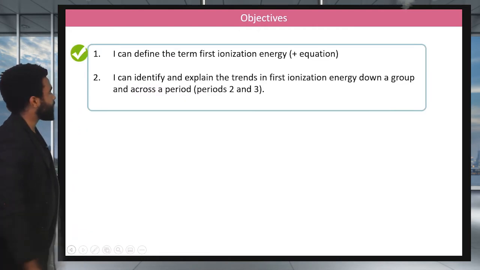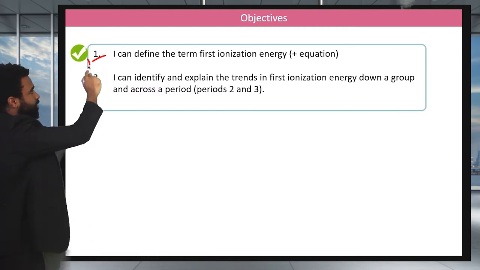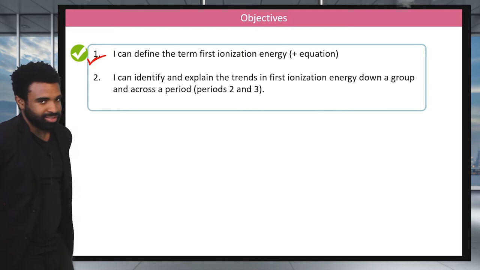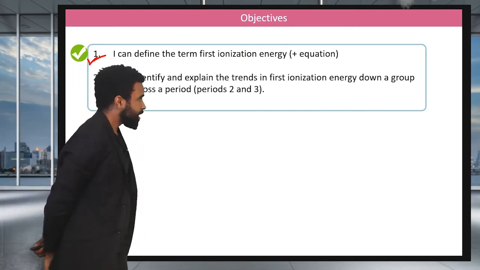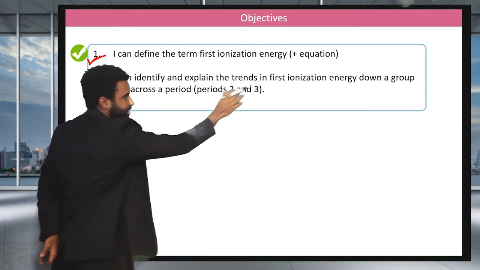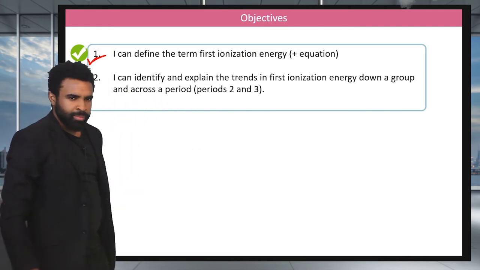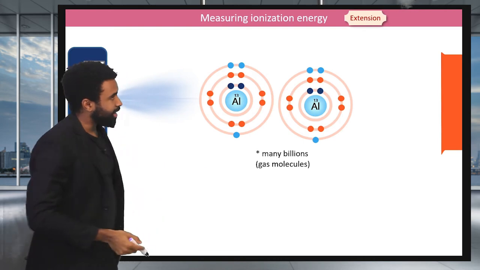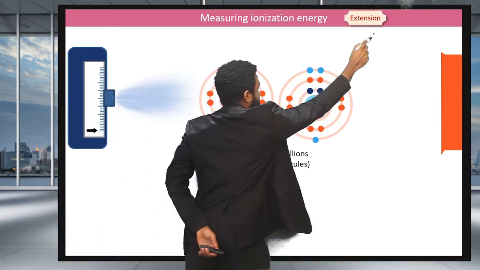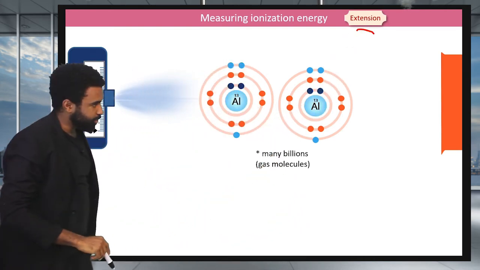So now I think we have a green light, if you got those questions right, for defining ionization energy and understanding its equation. Let's move now to understanding the trends in first IE down groups and across periods. But before we do that, let's take a quick detour. This is an extension, so you won't be held responsible for this on the exam.